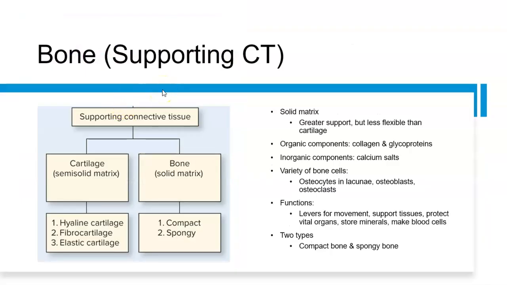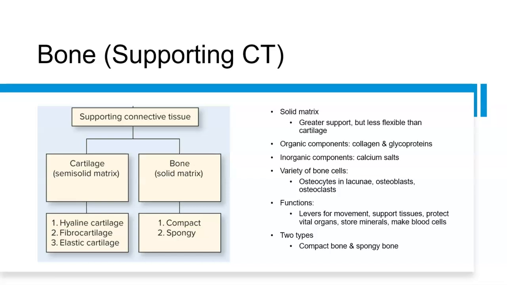Our second category of supporting connective tissues is bone, also called osseous tissue. Osseous tissue or bone has a solid matrix, which gives great protection and support, but less flexibility than we have with cartilage. The extracellular matrix of bone connective tissue is made up of organic compounds that include collagen fibers and glycoproteins, and inorganic compounds such as calcium salts. The primary one is calcium phosphate.